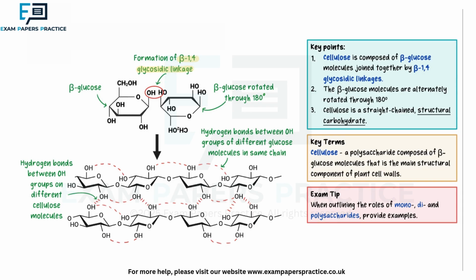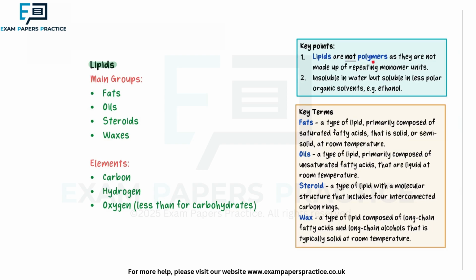We have now come to the end of carbohydrates and can move on to the next group of biological molecules, the lipids. Lipids are not polymers, as they are not made up of repeating monomer units. They are usually insoluble in water, but soluble in less polar organic solvents such as ethanol. Lipids include fats, oils, steroids and waxes. Like carbohydrates, they contain the elements carbon, hydrogen and oxygen, but with fewer oxygen atoms than carbohydrates. We are going to look at triglycerides, phospholipids and steroids.